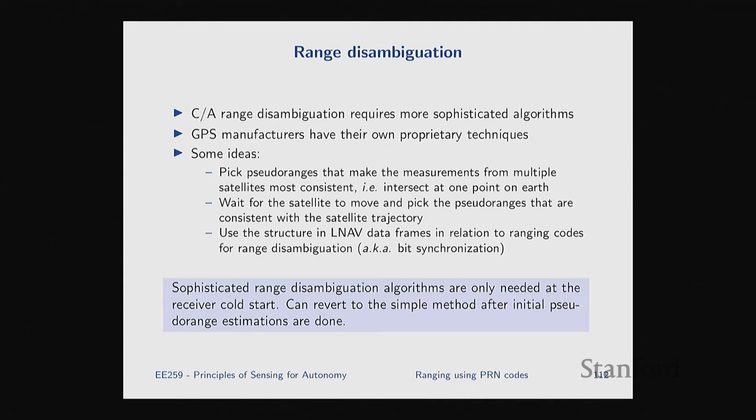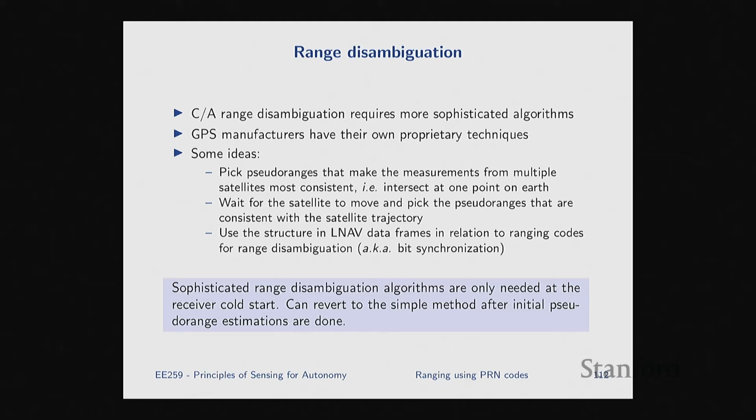But an important point is this range ambiguity is only a problem to solve when you cold start your receiver. By cold start, we mean you just turn it on, you have no idea where you are, it's the very first position fix that you want to make, and then you have this ambiguity problem. As soon as your first position fix comes in, for the next one, you can always use your previous estimate to disambiguate. Because remember, for instance, the C/A code is updating every millisecond. So in principle, every millisecond you can update your position, and in a millisecond you're not going to move by much, so your pseudo-range is not going to change by much.